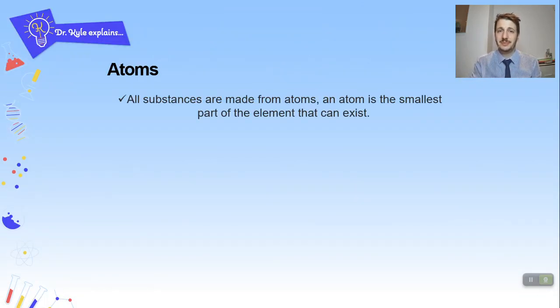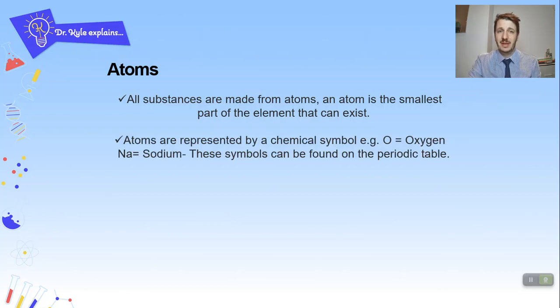Okay, so atoms. All substances are made from atoms, and an atom is the smallest part of an element that can exist. Now, atoms are represented by a chemical symbol. So, for example, O is oxygen and Na is sodium. Whenever you have an element with two letters, you should always start with the first letter as an uppercase and the second letter as a lowercase. These symbols can be found on the periodic table.